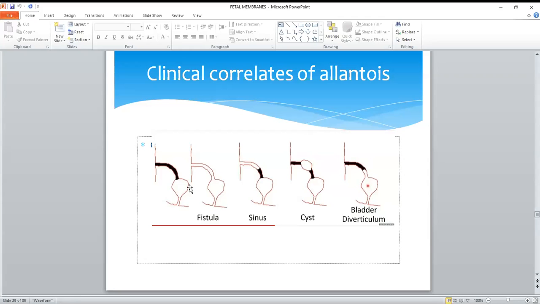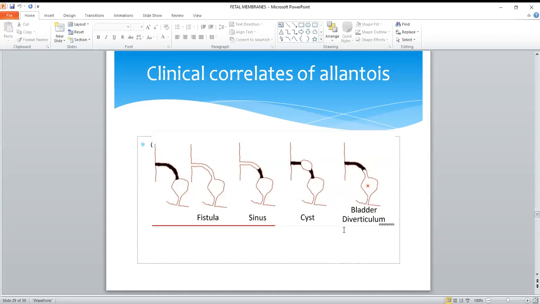Okay, so you see you have a fistula. So it means urine will leak through the navel, because that's the only opening you have. Then you have a sinus. A sinus, as I said, is a tract with a blind end. It starts like here, but then it has a blind end. This is called the urachal sinus. And then you have a cyst. It's just a cyst because we have something at the center here.